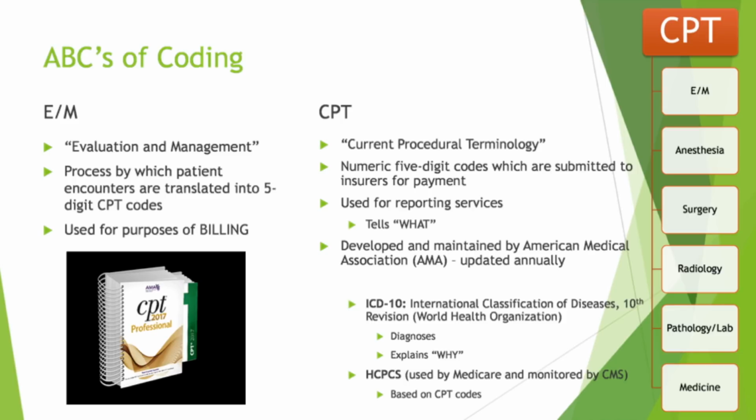The CPT coding books are published annually and usually exceed 1,500 pages. They are chock full of numeric 5-digit codes which cover virtually every service or procedure that you can provide. These CPT codes are constantly being updated. Currently, there are over 8,000 codes in use. Think of the CPT codes as telling an insurer what was done in a specific patient encounter. The other side of that is the ICD-10 code, which tells you why you did what you did. In other words, it tells you the diagnosis or diagnoses that you addressed.